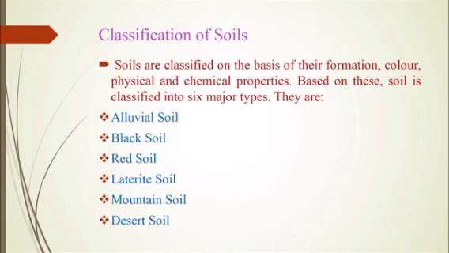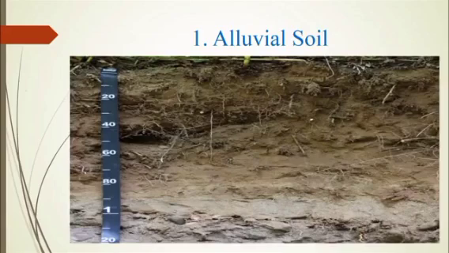First, we are going to learn about classification of soils. Soils are classified on the basis of their formation, color, physical and chemical properties. Based on these, soil is classified into 6 major types. They are alluvial soil, black soil, red soil, laterite soil, mountain soil and desert soil. First, let's see about alluvial soil.